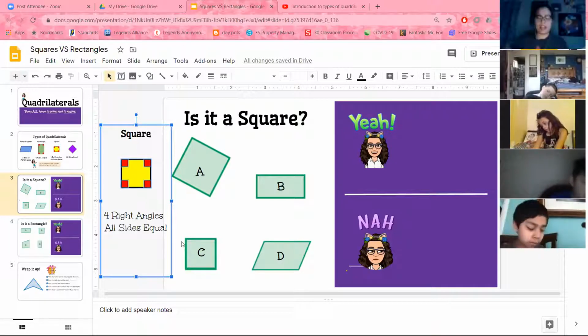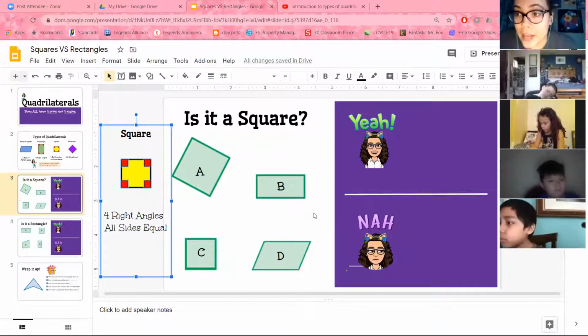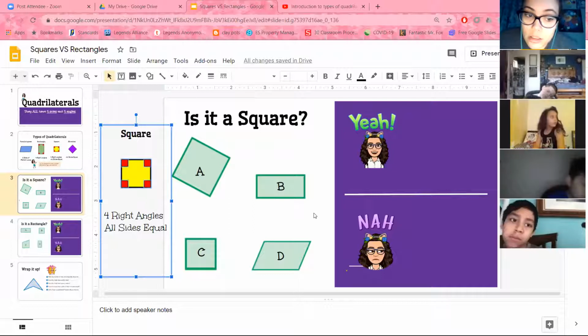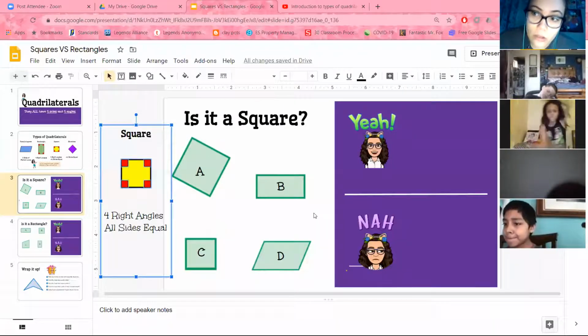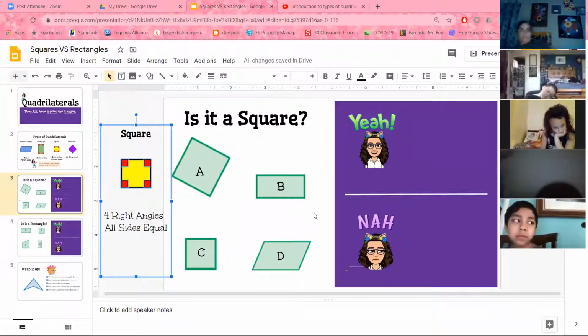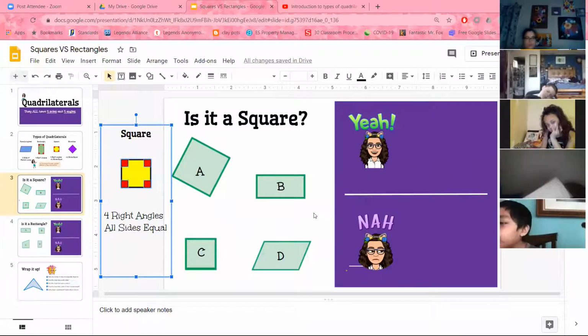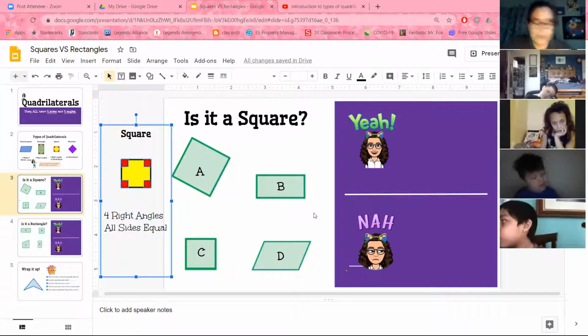So I'm going to give you guys a little bit of work time. I'm going to give you 1 minute to sort these shapes. Which ones are squares? So you need to ask yourself, does it have 4 right angles? Are all sides equal? You need to say yes to both of those. One minute. I'm gonna choose 4 random people.